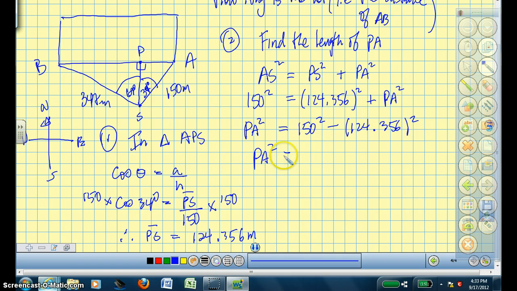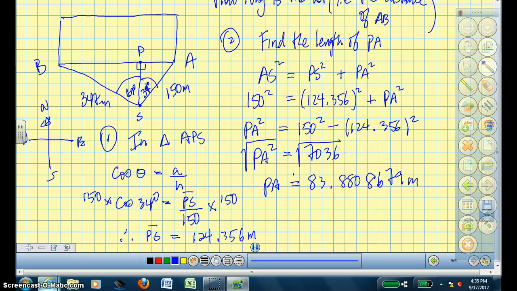PA squared is equal to 7,036. If I take the square root of both sides, PA is approximately 83.8808679 meters.